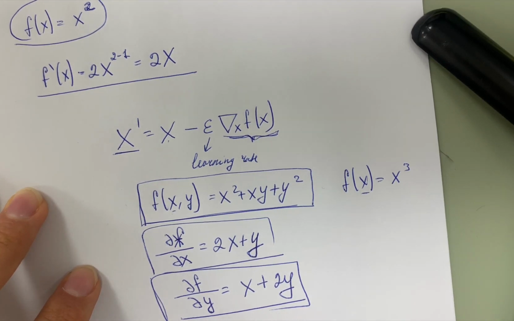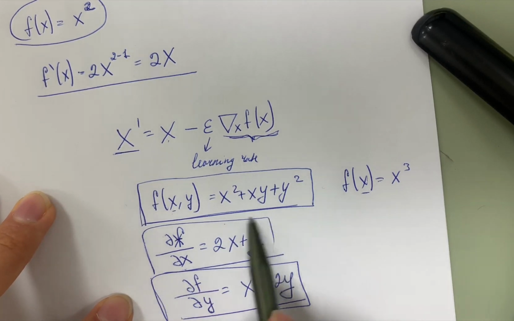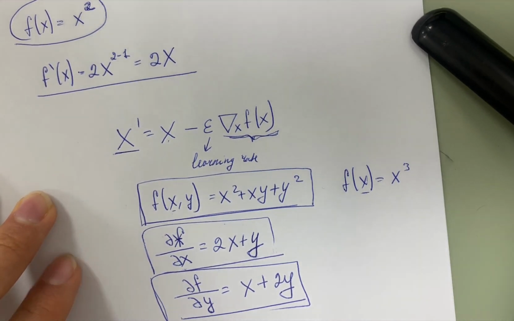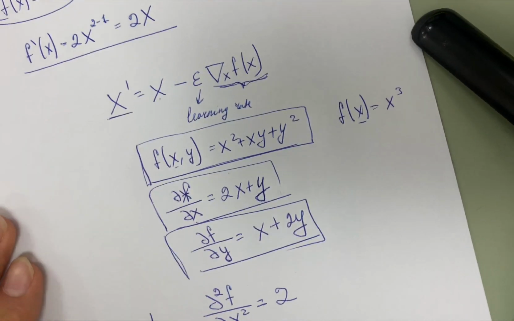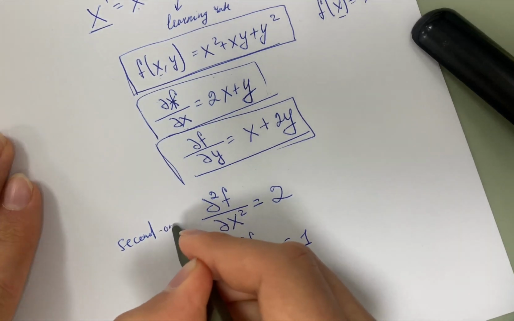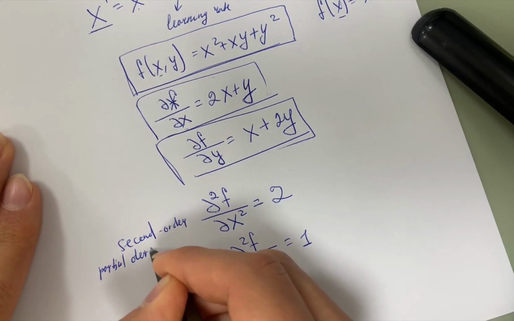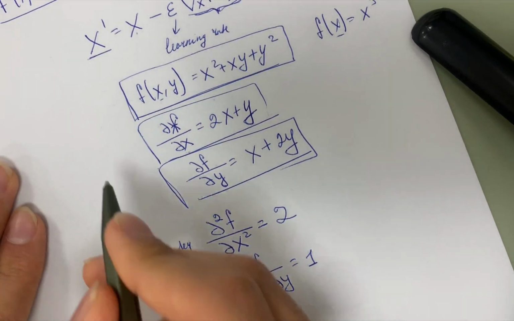With respect to x, it will be what? We will find just the derivative of the derivative. If we find the derivative of this derivative, it will be 2. If we want to find the derivative with respect to x and then with respect to y, it will be just 1. So this is the second order partial derivative. Okay, I think you can see it. First order.